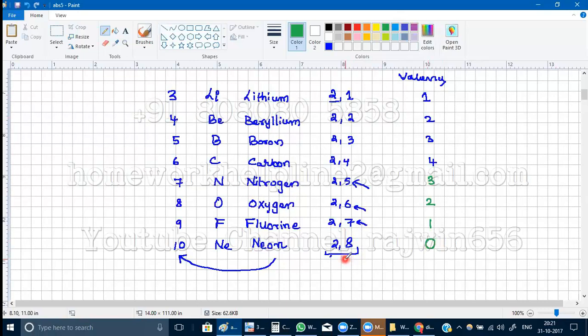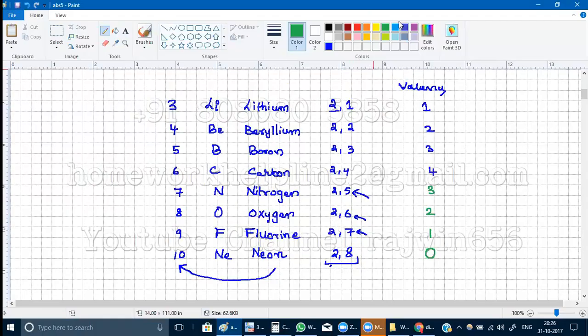These are the list of first 10 elements of the periodic table. I just want you to take down all of these elements and then we will go for the next 10 elements. So we have done the first 10 elements of the periodic table. Now we will take from 11 to 20.